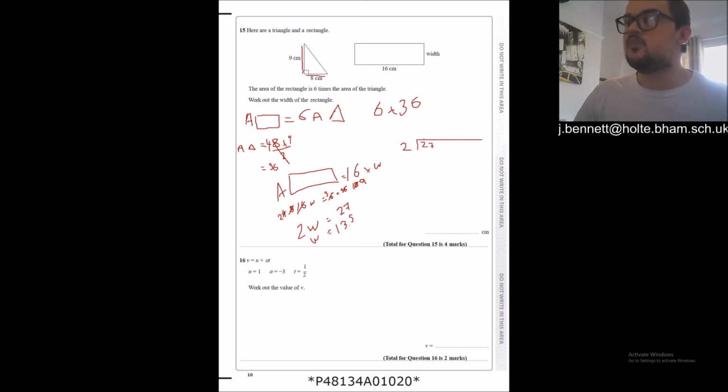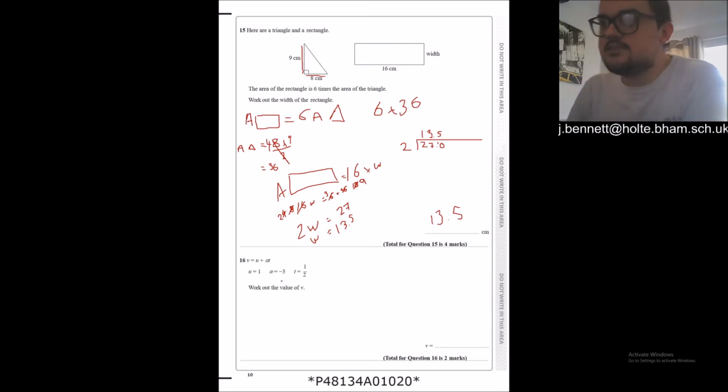You can do that using long division. How many 2's go into 20? 1, remainder nothing. How many 2's go into 7? 2, 4, 6, 3. Remainder 1. How many 2's go into 10? 5. Don't forget your decimal point. 13.5 centimeters.